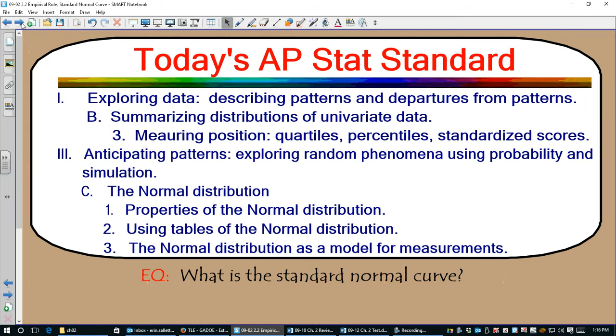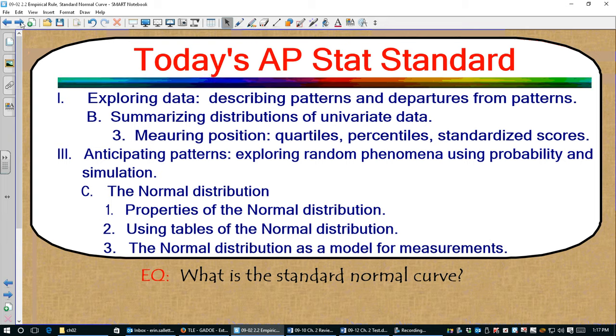Here's today's AP Statistics standard. And our essential question is, what is the standard normal curve? Okay, so more than just knowing what a normal distribution is, what is a standard normal? How can we use it? What is it used for?